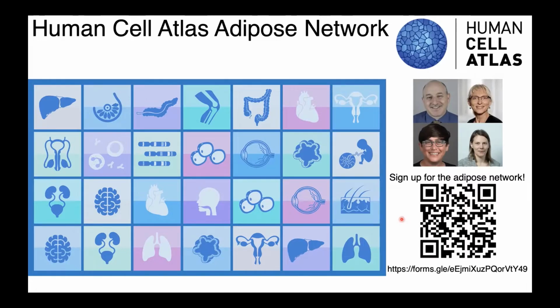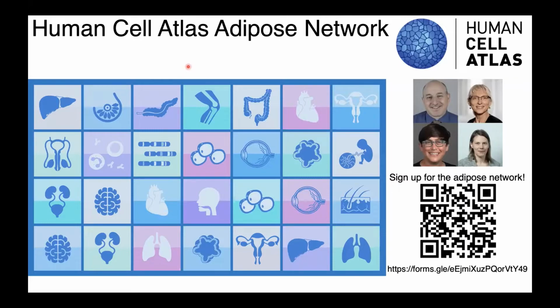And so basically the Human Cell Atlas is, like the name would suggest, an initiative to create a consensus cell type atlas for a number of different human organs, including the adipose tissue, but also craniofacial, heart, brain, reproductive, liver, breast, pancreas, etc.